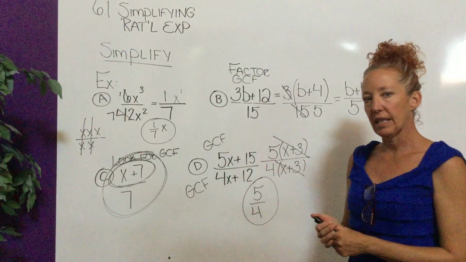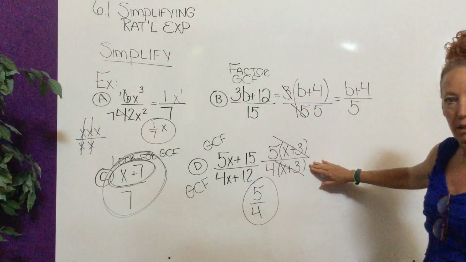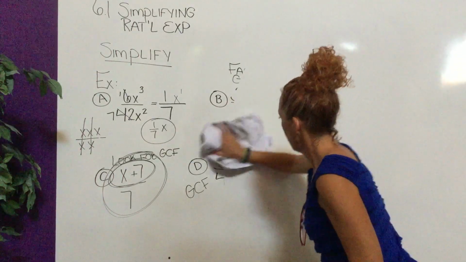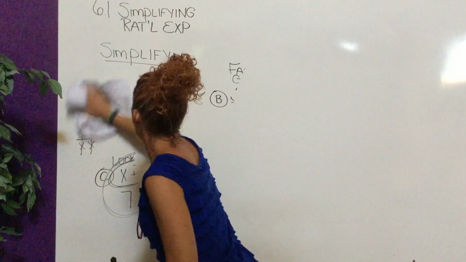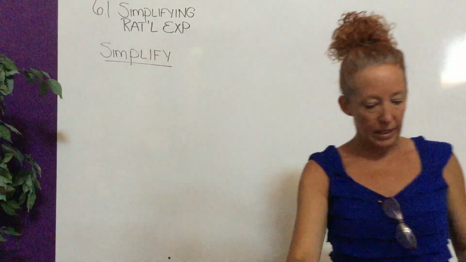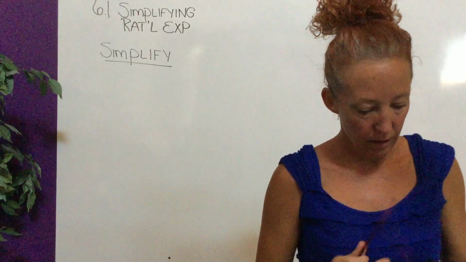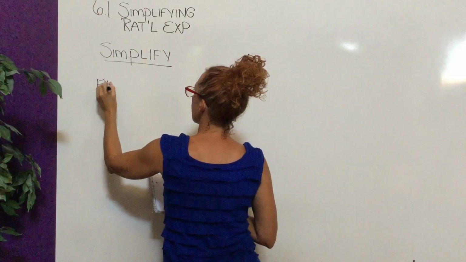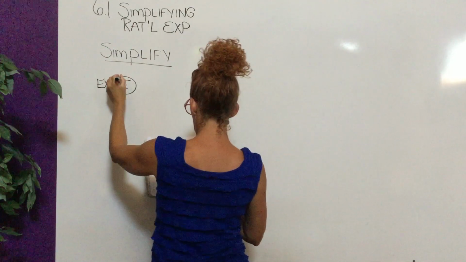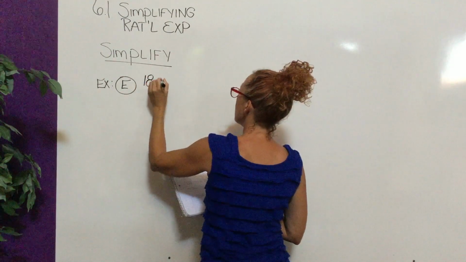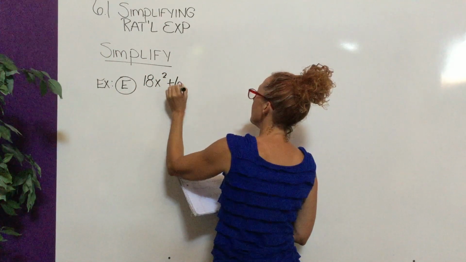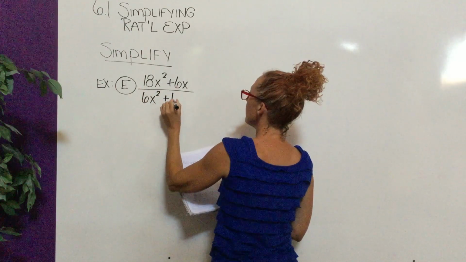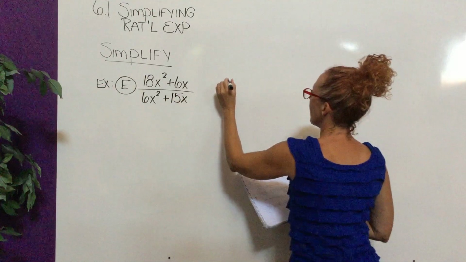We're going to build on this idea where the common factors are now going to be the binomials. So let me erase real quick. And we'll add a little bit of complexity to our problems. So if you want to continue to use that lettering, we were on E. And then I've got this one.